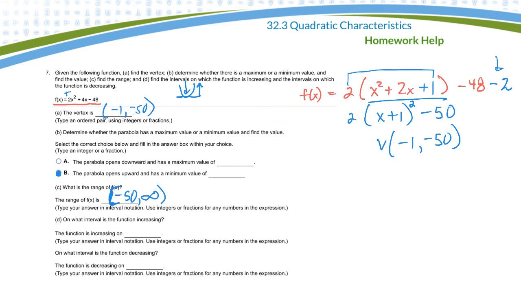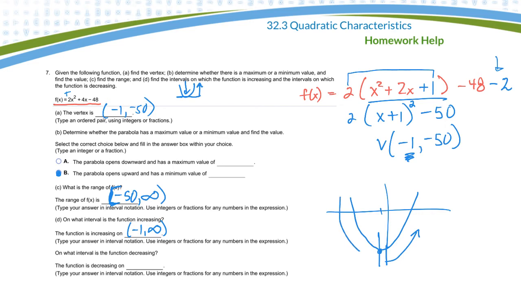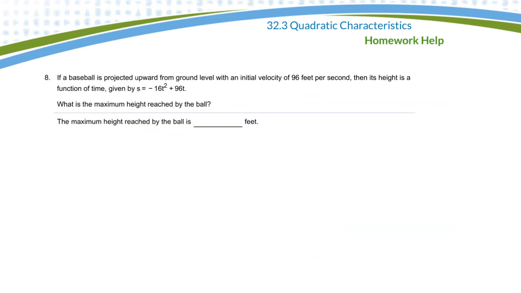On what interval is the function increasing? Okay, so if my vertex is minus 1, minus 50, way down there, and it's going up like this, so from here over, it's going up. So at that point, the x value is negative 1. So from negative 1 to positive infinity, that thing's going up. And on what interval is it decreasing? It's decreasing in this interval. So coming this way, it would be from negative infinity all the way up to negative 1. That graph is coming down. Ooh, I like that one.